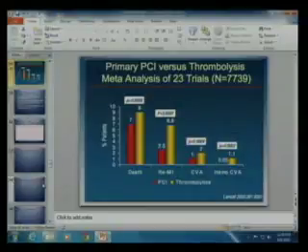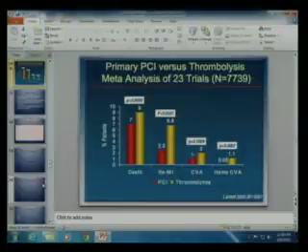This is the meta-analysis of 23 trials on death, recurrent MI, CVA, and everything. PCI outperforms thrombolysis. That's why the standard of care for any patient with ST elevation MI is to do balloon angioplasty and stenting. Because if you remember the first slide, there is an ulcerated plaque there. Even if you give thrombolytics, it can take care of the platelets and the thrombin, but they still have ulcerated plaque. That's why that needs to be treated.